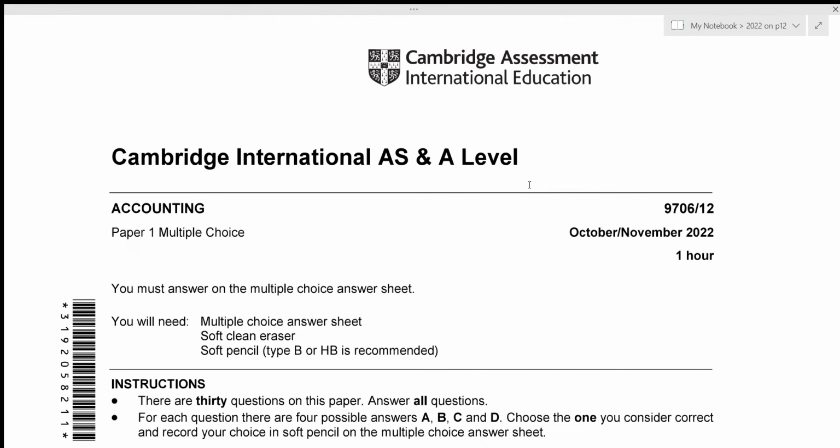Hi everyone, in this video we'll be going over A-Level Accounting 2022 October-November paper 1-2. This is a multiple choice paper which consists of 30 questions and we're also given a time limit of 1 hour. And in this video as well, we will be attempting to solve this entire paper under 1 hour. Now without any further delay, let's get started.